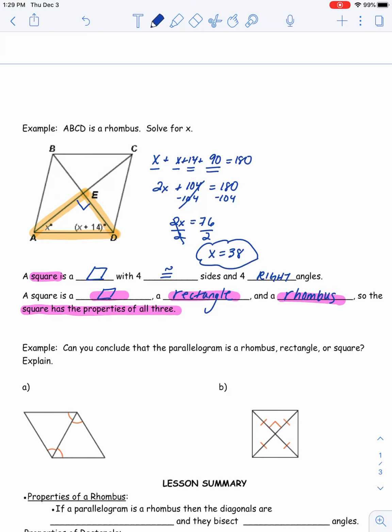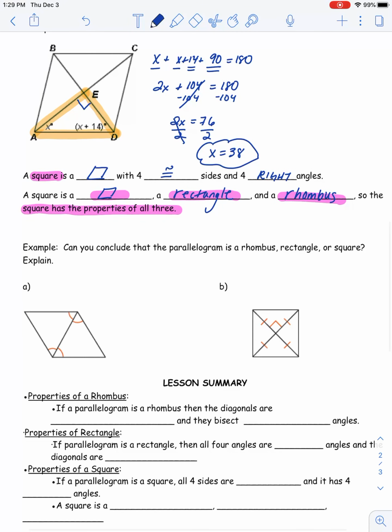All right. So for the last example, the first part is asking, can you conclude that the parallelogram is a rhombus, rectangle, or a square? You're given that it's a parallelogram, so automatically it's a parallelogram. Is there enough information in part A to tell me if it's a rhombus, rectangle, or a square? I've noticed there's no way that it's a rectangle or a square because there are no 90-degree angles. But is it a rhombus?